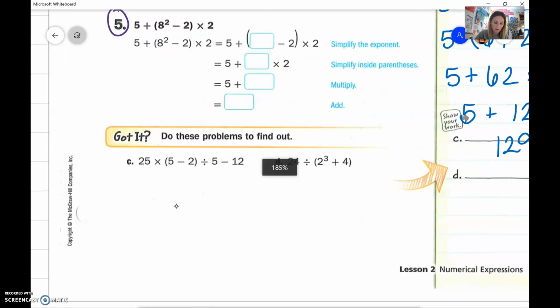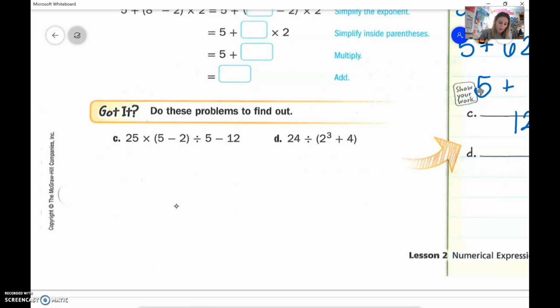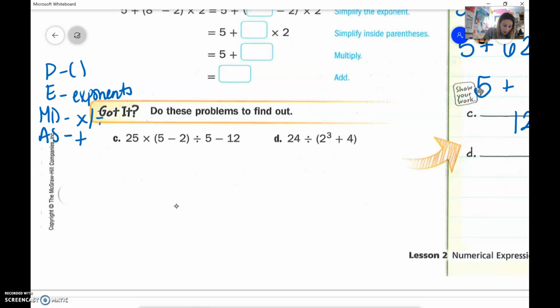Okay, let's practice. I believe you have enough room right here. Okay, so let's rewrite the problem. We're going to put, please excuse my dear Aunt Sally: parentheses, exponents, multiplication, division, add or subtract. So 25 times, in parentheses, 5 minus 2, divided by 5 minus 12. Doesn't matter. Slow down, take your time.